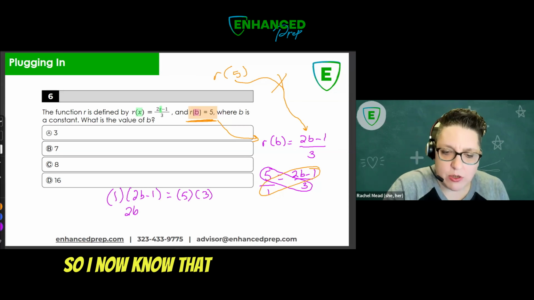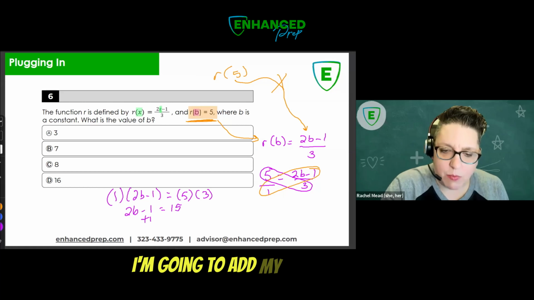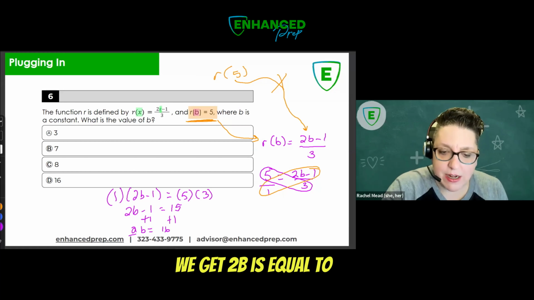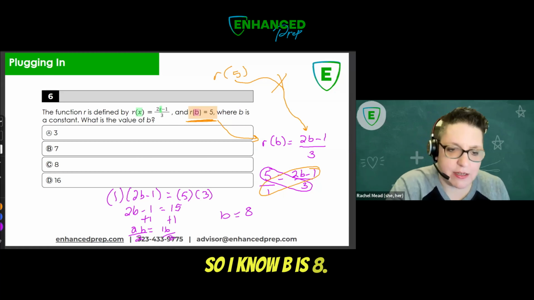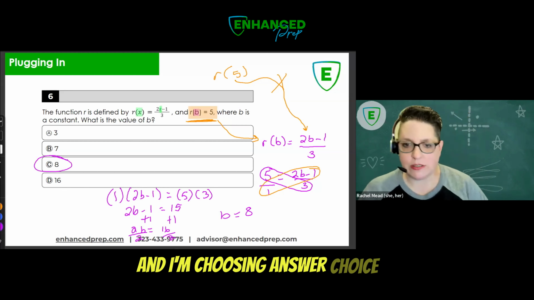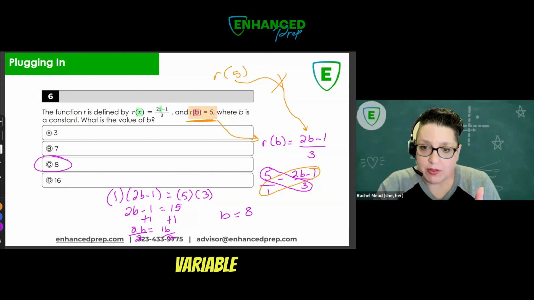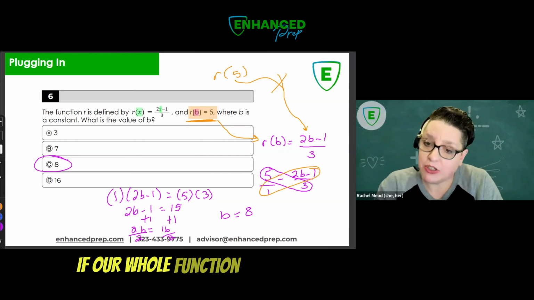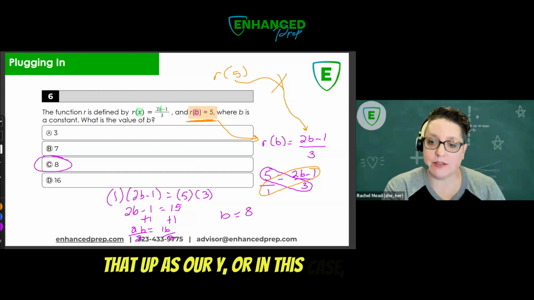So I now know that 2b minus 1 is going to be equal to 15. I'm going to add my 1 to both sides. We get 2b is equal to 16, and then we're going to divide by 2. So I know b is 8, and I'm choosing answer choice C. Remember, inside the parentheses, we plug in for the variable in the equation. If our whole function is equal to it, we have to set that up as our Y, or in this case, our R of B.